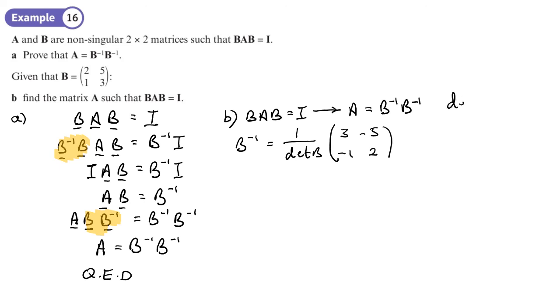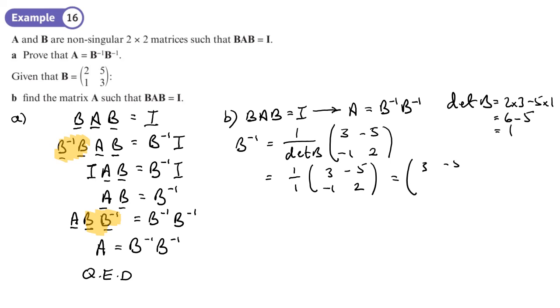Right, so let's work out what the determinant of B is. Maybe I should have done that first. That is AD minus BC. So that's 6 minus 5. So the determinant of B is 1, which makes it nice and easy. If the determinant is 1, I've got 1 over 1 times 3, negative 5, negative 1, 2. So that is just 3, negative 5, negative 1, 2. And A is equal to the inverse of B, which is 3, -5, -1, 2, times itself, 3, -5, -1, 2.